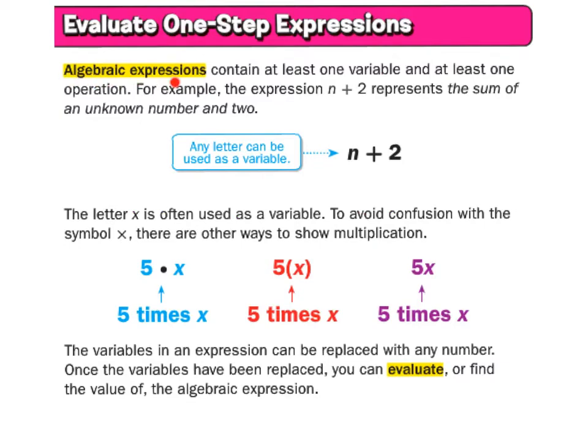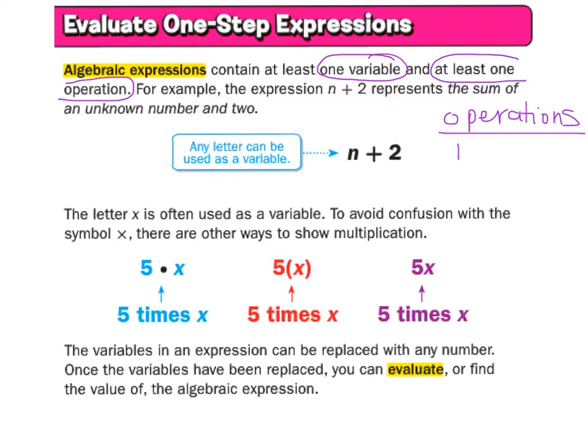So, algebraic expressions, that just means a number sentence, contains at least one variable and at least one operation. So remember that the word math operation, there are 4 math operations that we have to keep track of. We can add, we can subtract, we can multiply, and we can divide. And the variable just means that we're going to use letters in our math to represent unknown numbers.